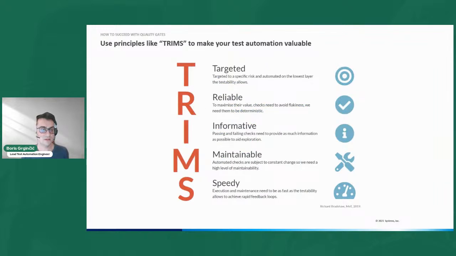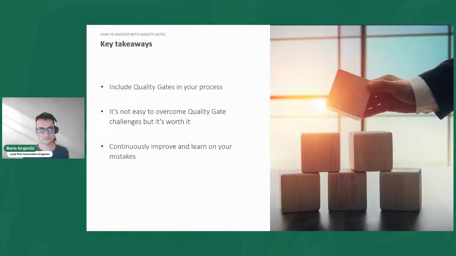And when talking about test automation, when building your quality gates, when thinking about them, try to use some principles like TRIMS, so to make your automation targeted, reliable, informative, maintainable, and speedy. These are the factors that will greatly influence how successful you will be with setting up all those quality gates.